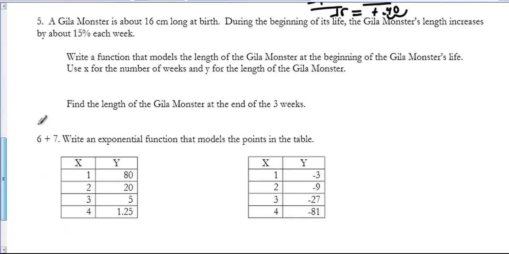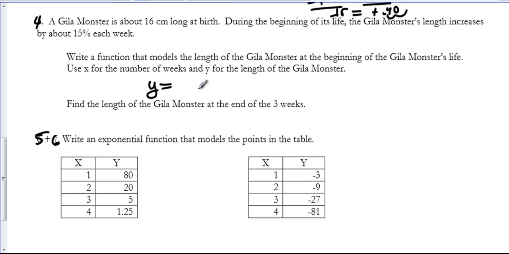Example 5, which is actually number 4. We have this Gila monster who's 16 centimeters long at birth. During the beginning of its life, the Gila monster's length increases by about 15% each week. We're asked to write a function that models the length of the Gila monster at the beginning of its life. We're using x for the number of weeks and y for the length of the Gila monster.